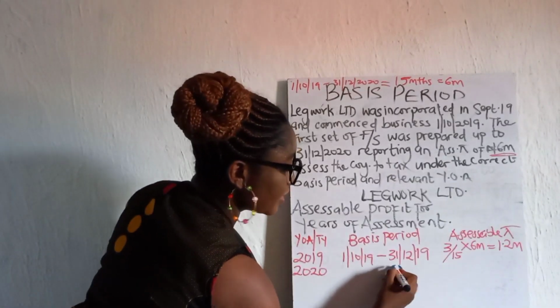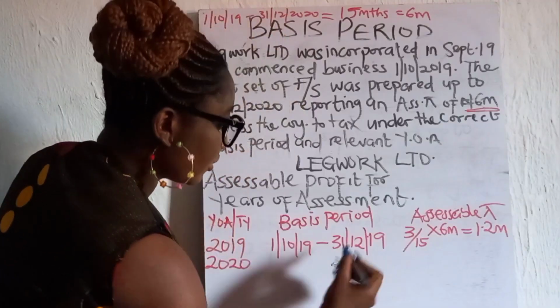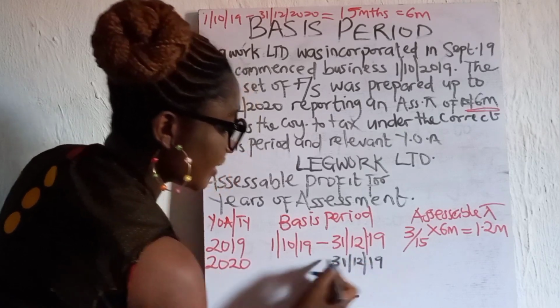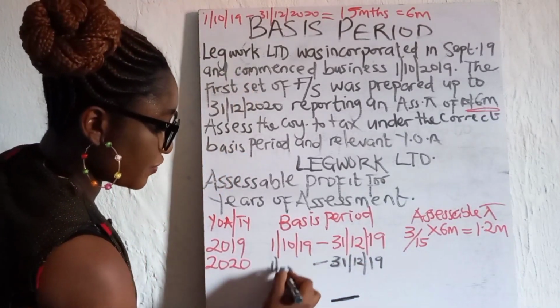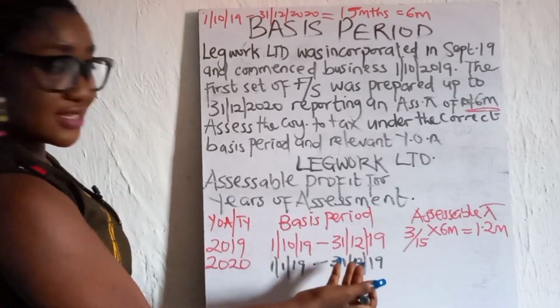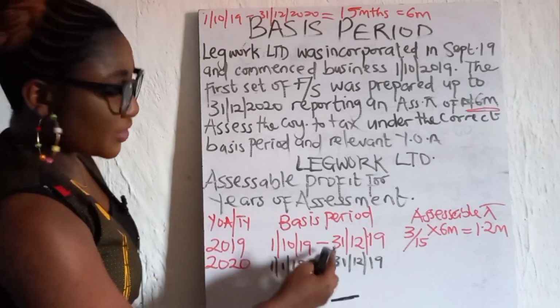You know that's 31st December, right? 2019 to 1st of January 2019. Why are we using 20 December? Because that's when they report their accounts. They said it. So if you look at this, you can see that there's already overlap.